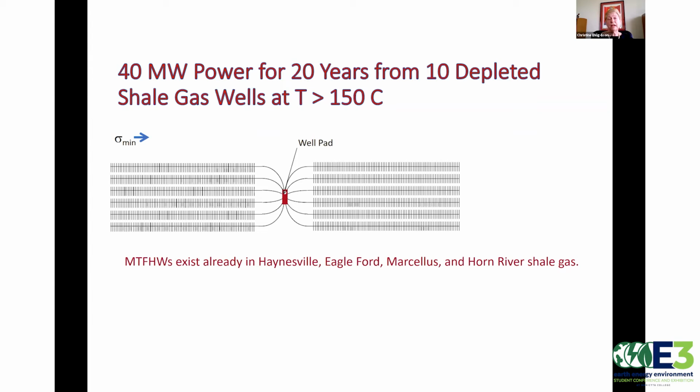And Horn River, Haynesville, Eagle Ford, Marcellus are all examples of shale gas developments, and they are all on the order of 150 degrees C or a bit higher, which is just at the bottom of what is considered low-grade geothermal. So let's try something here.